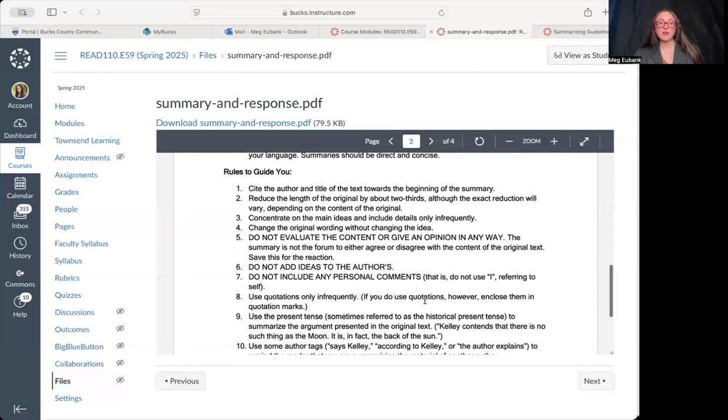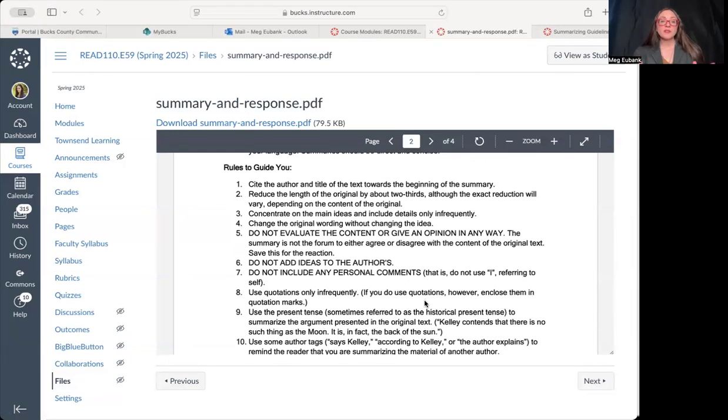Back to this handout. It's always important to cite the author and the title of the text in the beginning of the summary. Reduce the length so that it's shorter. You're only talking about main ideas. You're writing it in your own words. You are not giving any opinion.